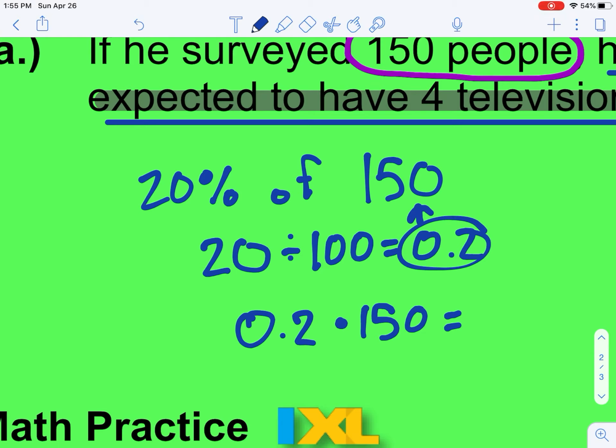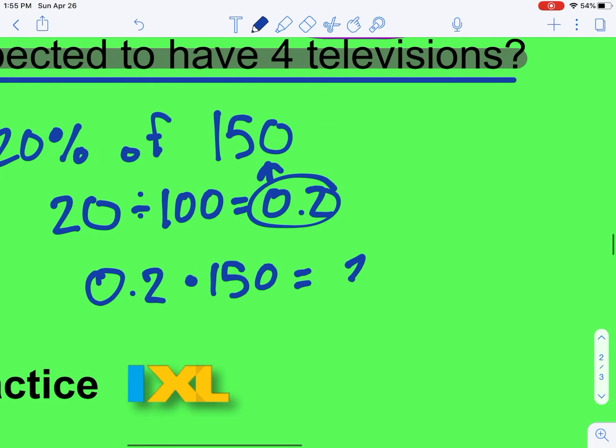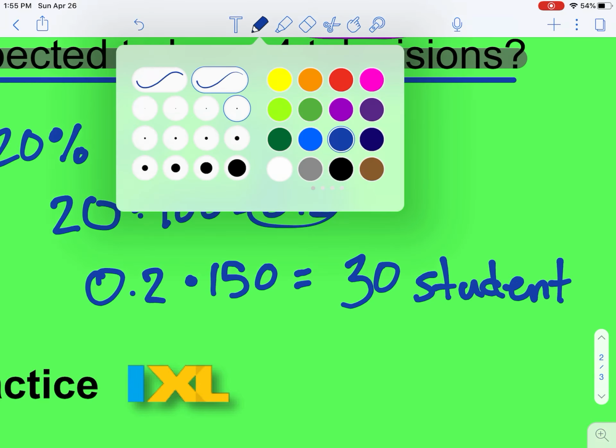Making sure that your calculator is ready to go. It'll be very helpful for today's lesson as well. I do 0.2 times 150, and I get 30. So 30 students out of Mr. Lombard's 150 had 4 televisions.